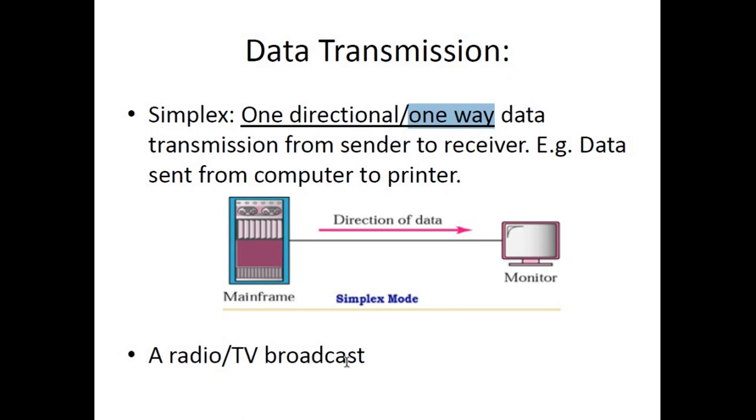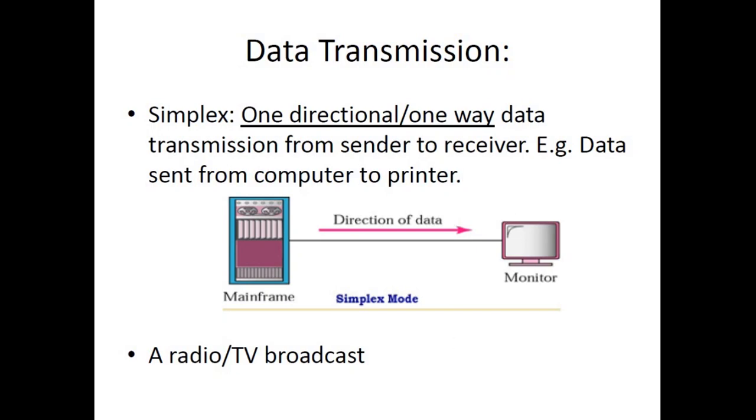Or for example, a radio or a TV broadcast. Your TV station is able to send you some signals or your TV set, whereas you cannot use your TV set to send a reply back. So simplex transmission always happens in the same direction, in only one direction.